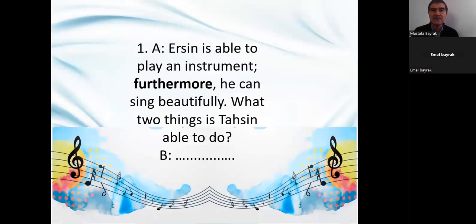Dialogue 1. Ersin is able to play an instrument. Furthermore, he can sing beautifully. What two things is Ersin able to do? So Ersin is able to write stories and, furthermore, moreover, in addition to this, in addition to that, he can illustrate his stories.